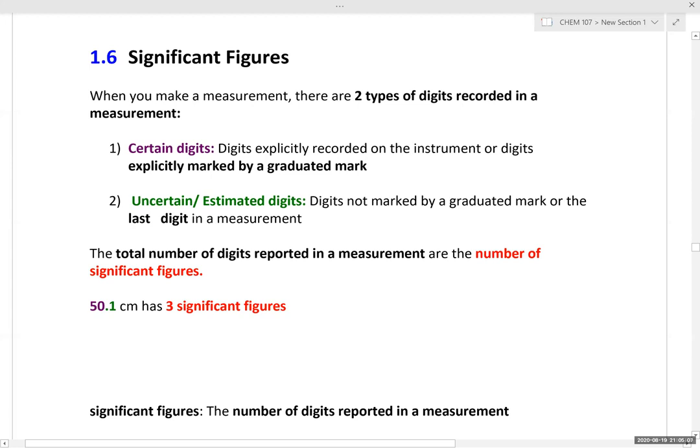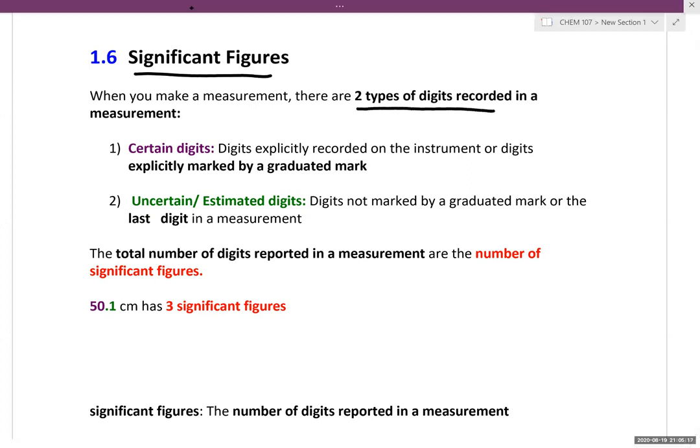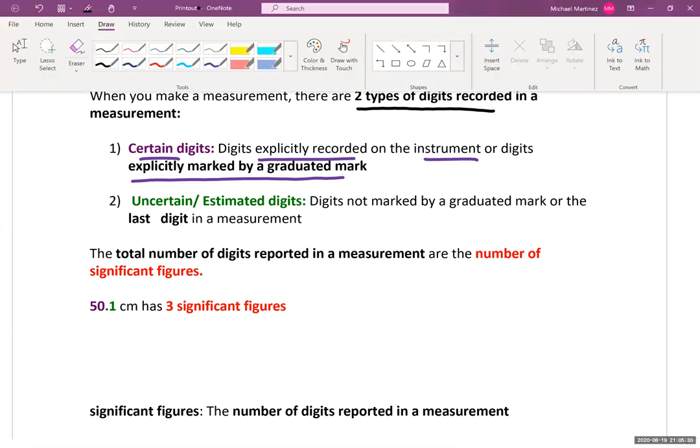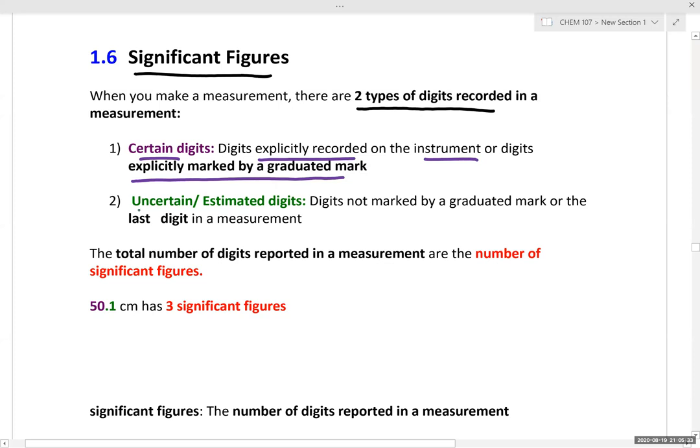So significant figures are really critical to understand how to take measurements. When you make a measurement, there are 2 types of digits recorded. Certain digits, which are digits that are explicitly recorded on the instrument or digits explicitly marked by a graduated mark. The other type of digit that we record in a measurement is known as the uncertain or the estimated digit. These are digits not marked by a graduated mark, and the estimated digit is the last digit in a measurement.